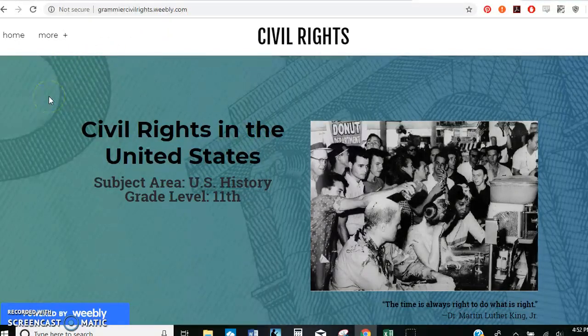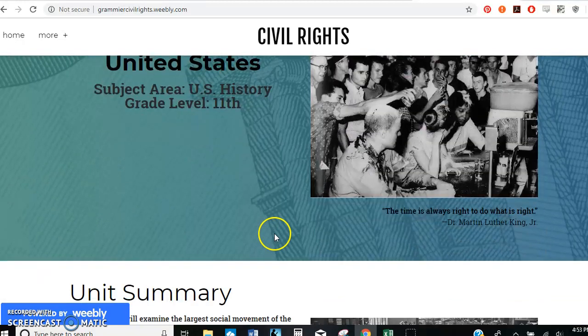The Civil Rights in the United States Unit Plan will be geared toward the 11th grade and will be focused on the subject area of U.S. history. You'll notice that I have here a photo showing a nonviolent protest organized by students at the Woolworth lunch counter in the South. Many of these protests occurred to protest the Woolworth department store's policy of segregation at their lunch counters.